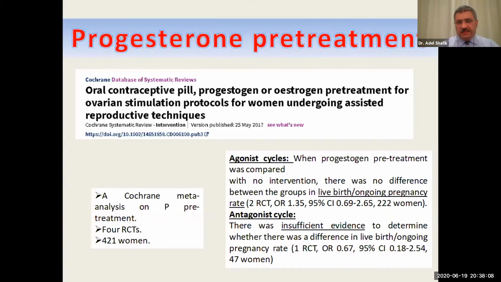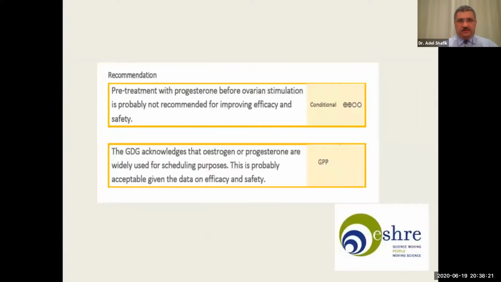However, in the antagonist cycle, there was insufficient evidence to conclude anything. There was not enough data to conclude anything. So the progesterone pretreatment in the agonist cycle, there is no difference, while in the antagonist cycle, there is insufficient data to reach a consensus. Hence, again, the consensus of the ESHRE guideline development group was that pretreatment with progesterone before ovarian stimulation is probably not recommended for improving efficacy and safety.